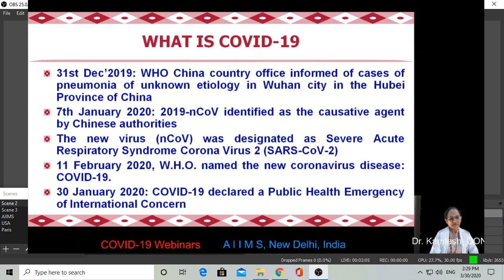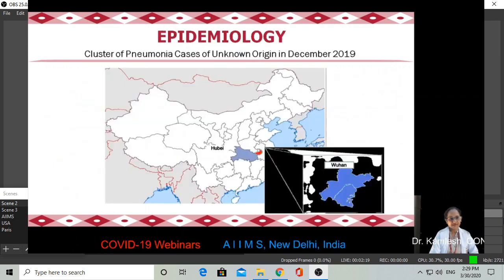On 11th February 2020, WHO named the new coronavirus disease as COVID-19. On 30th January 2020, WHO declared COVID-19 a public health emergency of international concern. If we look at this map over here, what we see is that this pandemic first originated in Wuhan city in the Hubei province of China.